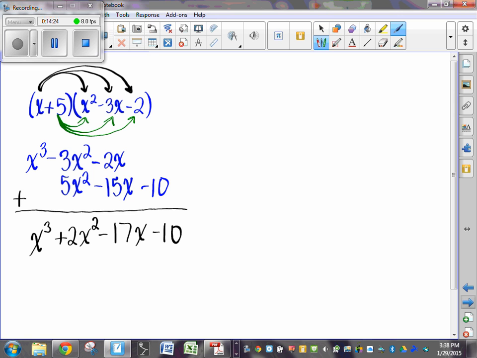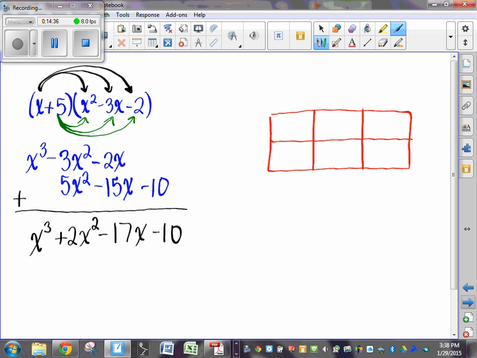Now again, you can use the table method if you'd like to for this. This time, since I have a binomial times a trinomial, I need 2 boxes for my binomial. So there's x plus 5, and I need 3 boxes for my trinomial. x squared minus 3x minus 2. And again, I'm just going to multiply. I'm going to come together horizontally and vertically and multiply to get what goes in each box.